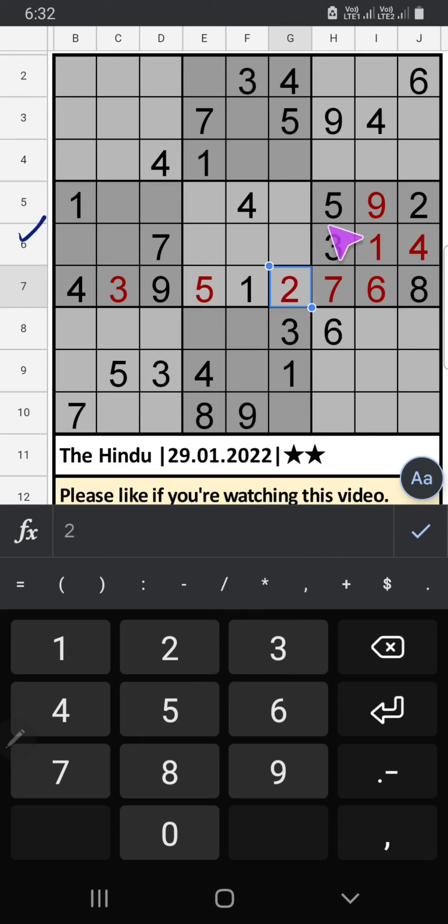Sixth row we have 3 and 7. So 3 and 7 can't come in these cells. Then it will come in any one of the cells. Column E we have 7. So 7 can't come in this cell. Then 7 is confirmed here. Then 3 is here.